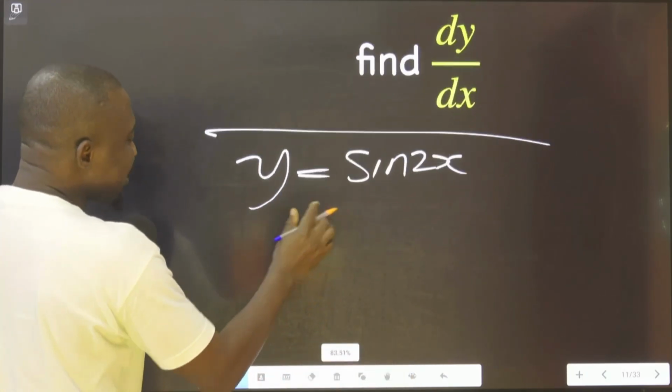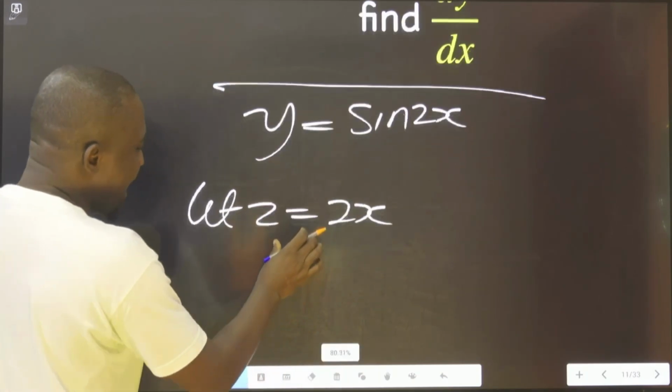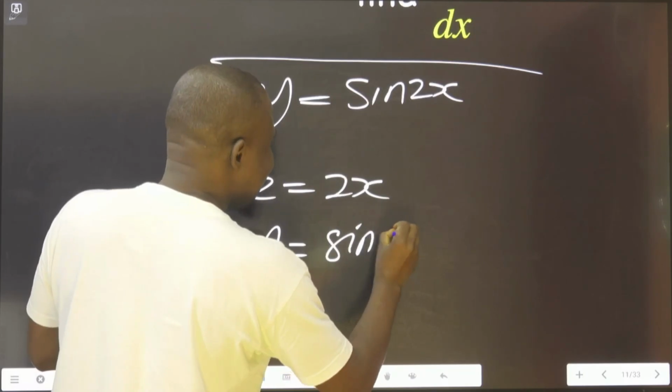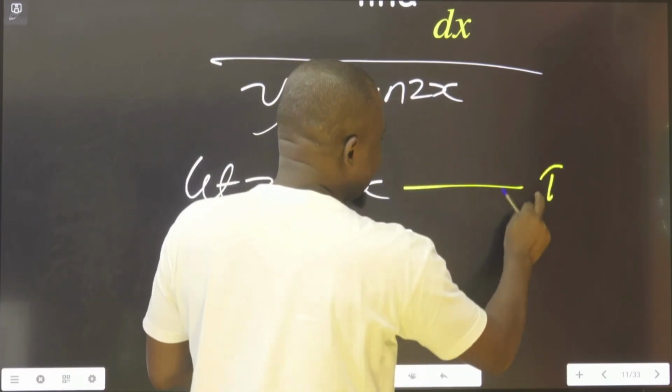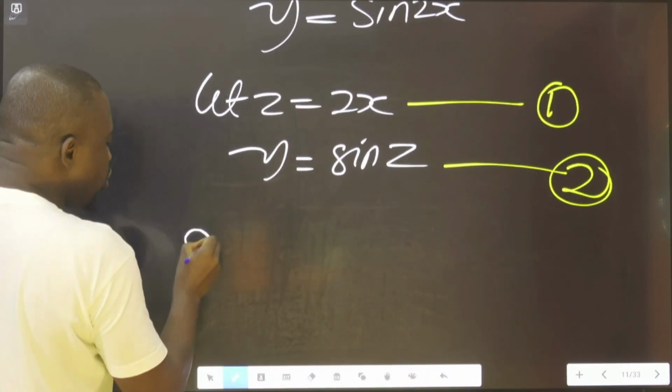2x. We are going to say let z be equal to 2x, so that we have y equals sin z. So we can call this one equation 1, and we call this one equation 2. So for equation 2, we are going to do the z.